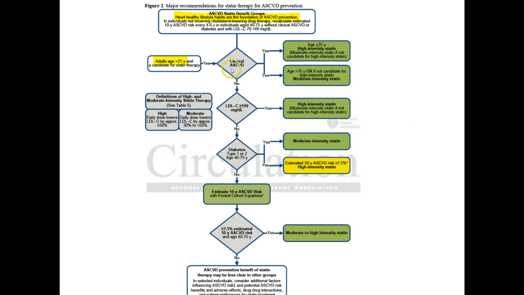Again, these are the four groups: patients with clinical atherosclerotic cardiovascular disease, primary familial hypercholesterolemia, usually with LDLs very high, over 190, patients with diabetes, and patients with elevated cardiovascular risk by the new risk prediction tools have been shown to benefit from statin therapy.